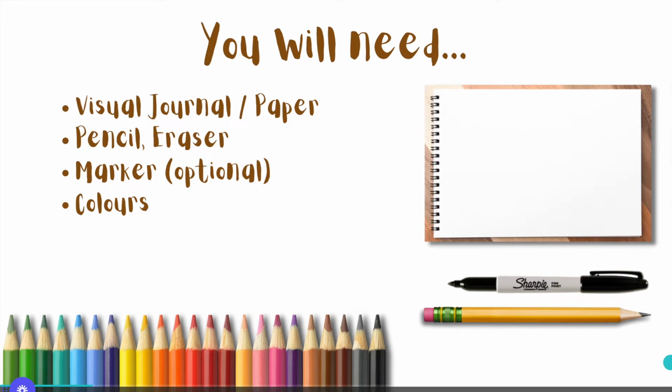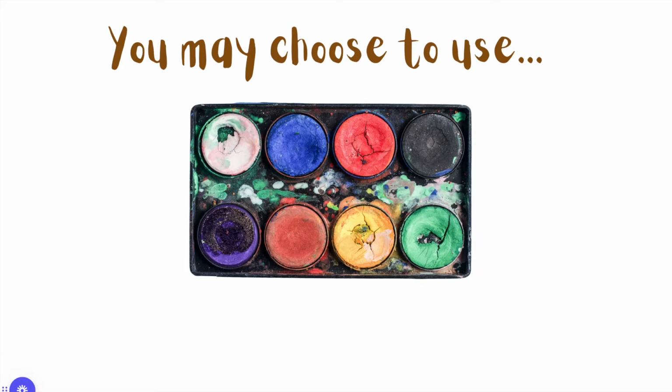What we will need is our visual journal or a sheet of paper. We'll need a pencil, maybe an eraser. I'm using a Sharpie marker in the video so you can see what I'm drawing, but that is optional. You can use a pencil to draw and then go over it with marker later, or just not use marker at all. And then we're using some pencil crayon colors, and you may also choose to use your watercolor paints. I will show both options, but you don't need to use the watercolor paints if you don't have them yet or you just don't want to.